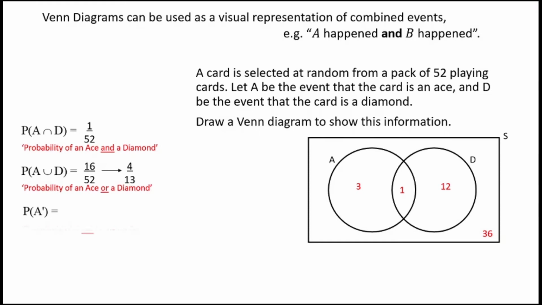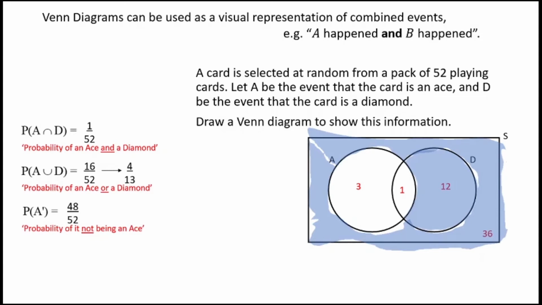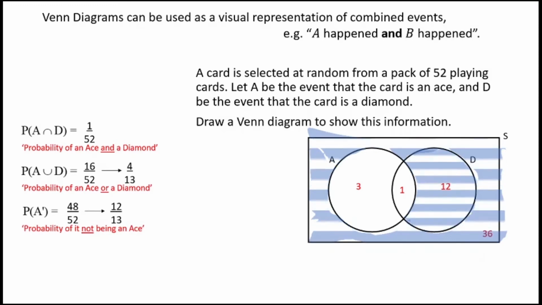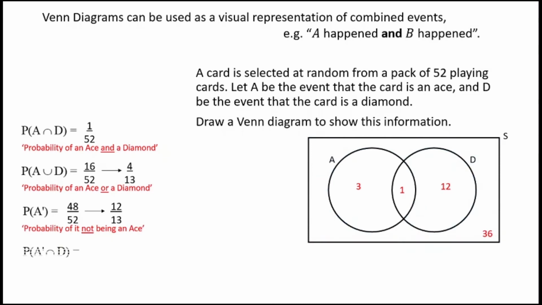The probability that it is not an ace, the complement of A, everything outside of circle A. So I know there's 4 inside circle A. 52 minus 4 gets me 48 over 52. That cancels down to 12 over 13. The probability that I pick a card at random and it's not an ace, 12 over 13.